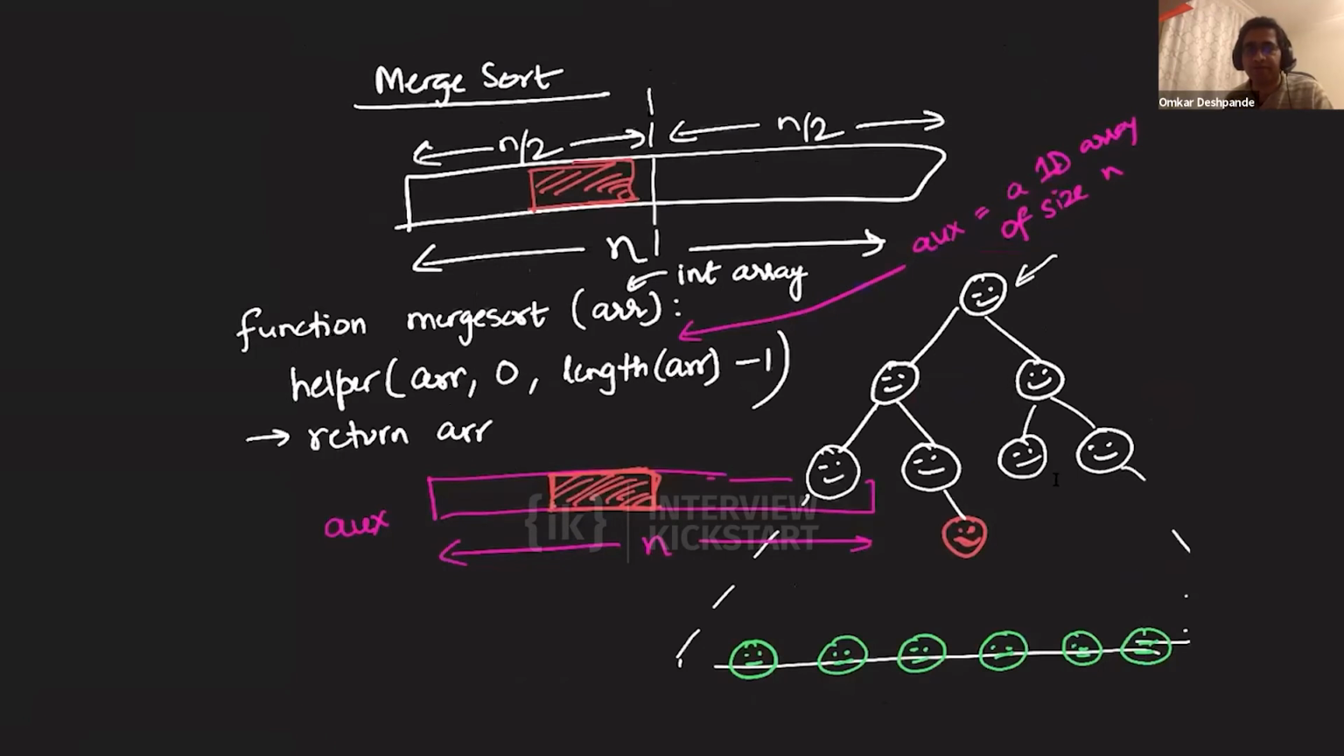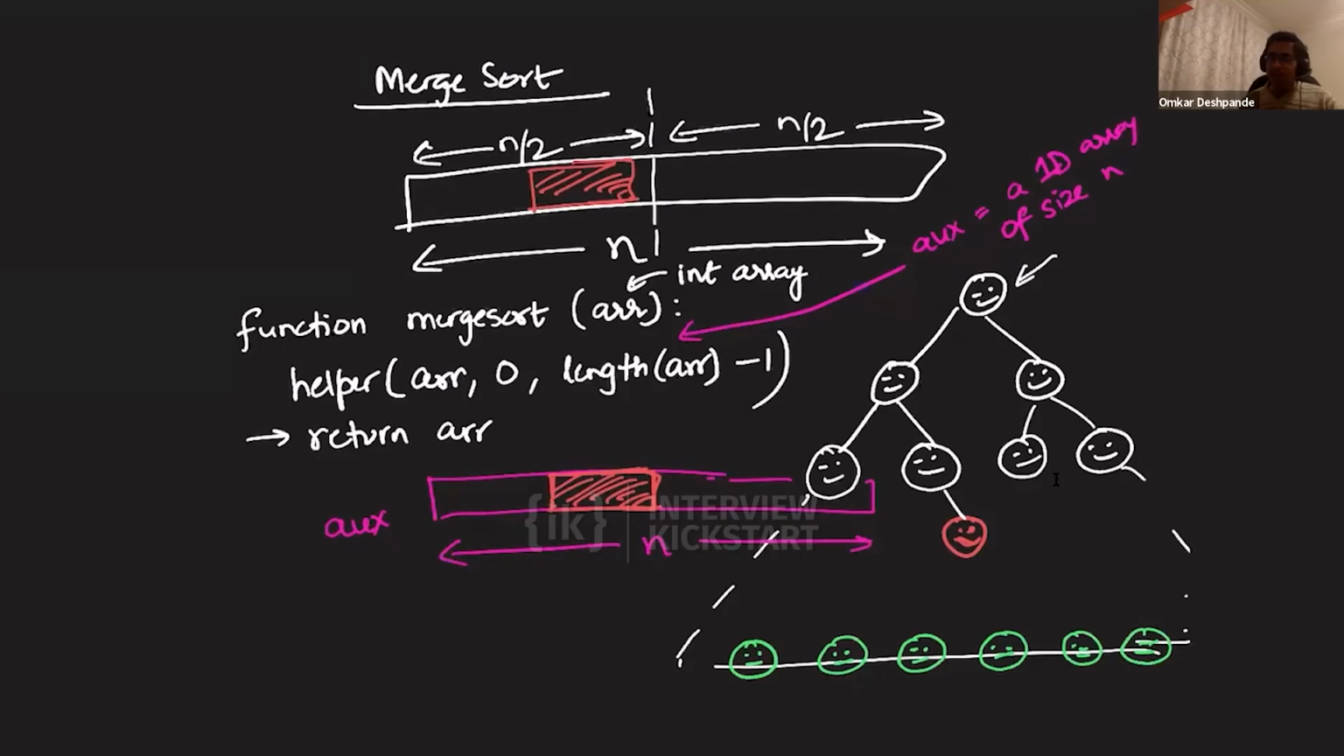Hi, Omkar. I suppose I had this question from the very beginning, from the sorting week. I understand the purpose of the auxiliary array, but do we really need it? Because ultimately, whatever is in the auxiliary array, we copy it back to the original array.